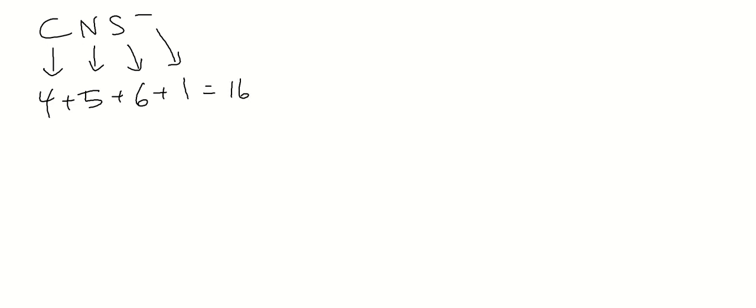Carbon is the least electronegative, so we're going to put that in the center and surround it with the nitrogen and sulfur. We're going to need a bonding pair between each atom and the central atom, and that's going to use up 4 of our electrons, so we're down to 12.